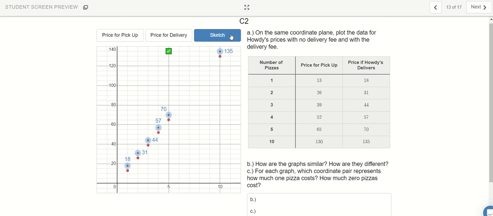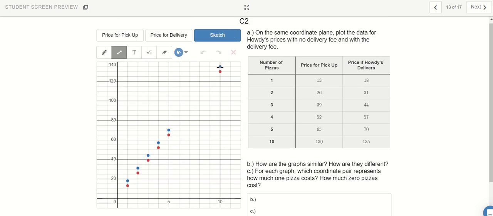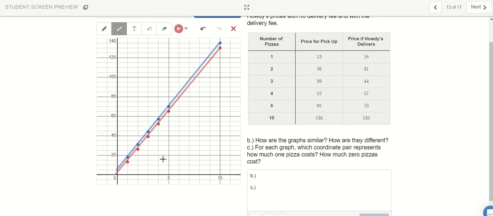So how are these graphs similar and how are they different? Let's go ahead and draw a line. So here's my delivery line. Here's the line for picking it up yourself. And notice that both of these graphs are linear. The difference is that the blue line, the pickup price, is a little higher. The difference is the delivery price is a little taller. And that makes sense, right? If I'm doing delivery, it's going to charge a little bit more than what it costs just to pick it up yourself.